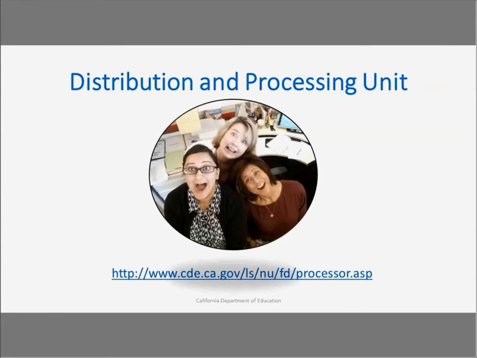And not to be forgotten, another part of the FDP family is our Distribution and Processing Unit. These are our processing consultants, Nina, Jeanette, and Juliet. Some of their duties include monitoring over 70 approved processors, approving processor agreements, monitoring processor compliance and processor inventory, and providing technical assistance and training to processors and recipient agencies. I encourage you to visit our USDA Foods Processing Program webpage on the CDE website listed on the slide for more processing information, including our approved processor list, processor assignments, and resources related to processing USDA foods.